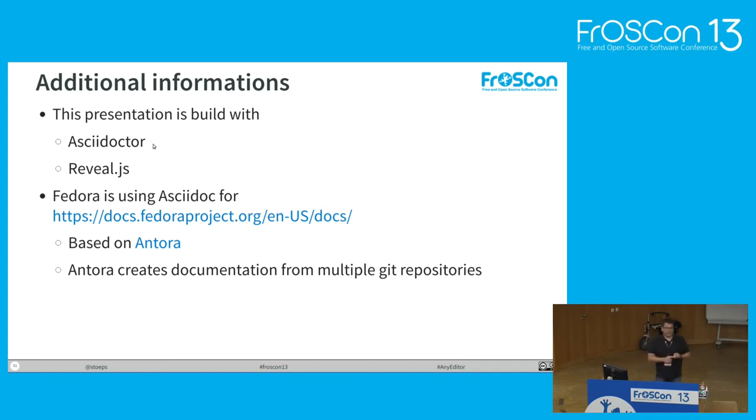I think there was a big announcement 1 or 2 weeks ago that Fedora started moving their documentation to Asciidoc. So Fedora has moved their complete documentation to Asciidoc format. They're using Antora. Antora is like Asciidoctor. I think it's the same developer. But Antora goes a little bit further. They can create documentation from multiple Git repositories.